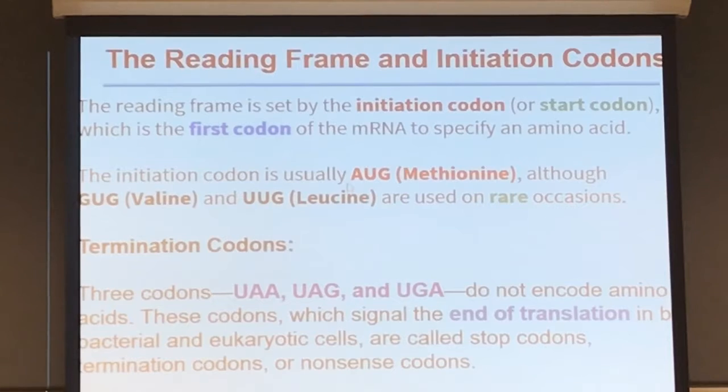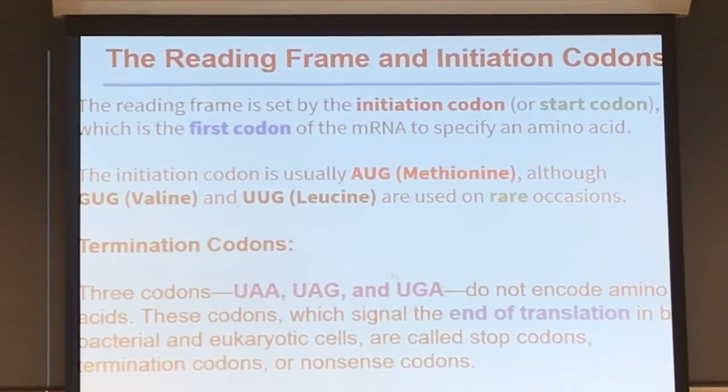Protein synthesis begins as the ribosome slides over the messenger RNA. The initiation codon is usually always AUG, which is methionine, although in some situations you might have valine, or also leucine, used on rare occasions.